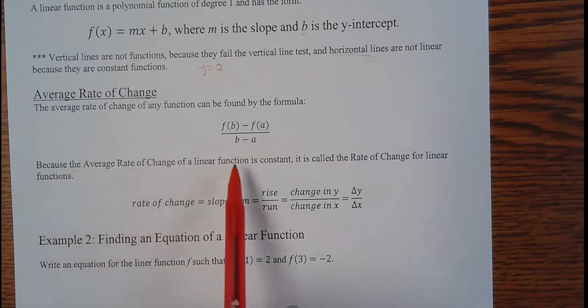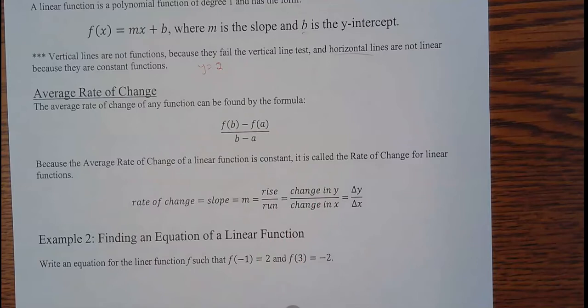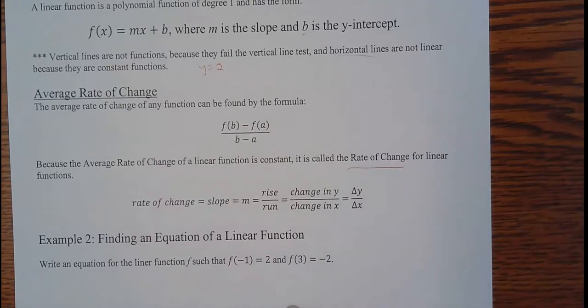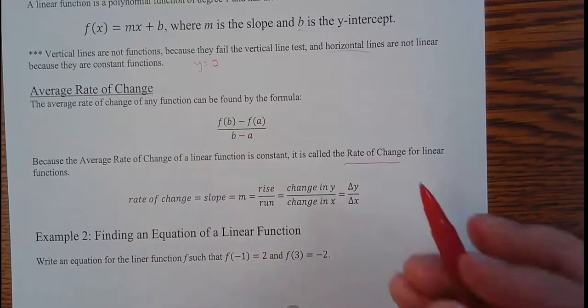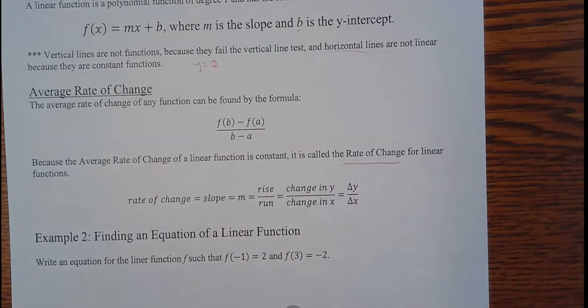Because the average rate of change in a linear function is constant, because it's a straight line, its average rate of change is going to be the same everywhere. So we just call it rate of change. We don't call it the average rate of change, it's just the rate of change for linear functions. And that rate of change is slope or m, or rise over run, or change in y over change in x, or delta y over delta x. Delta means change. So all those things mean the same thing, the exact same thing.